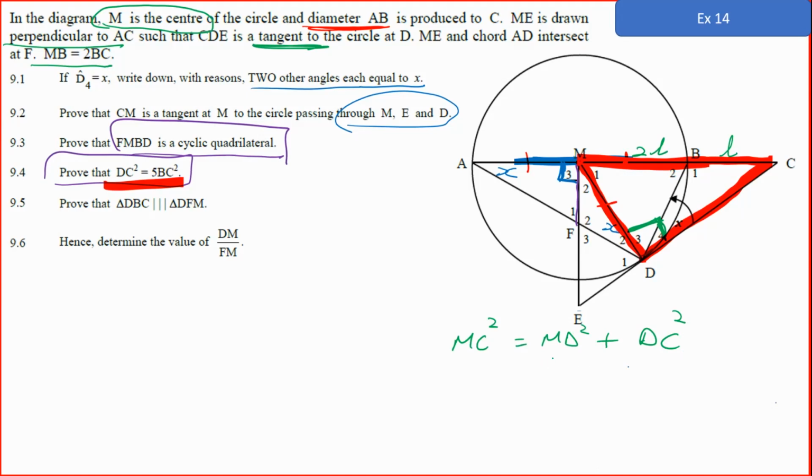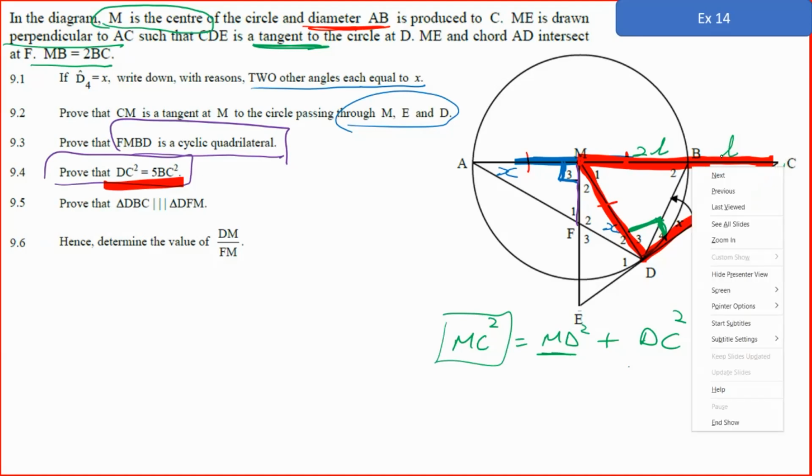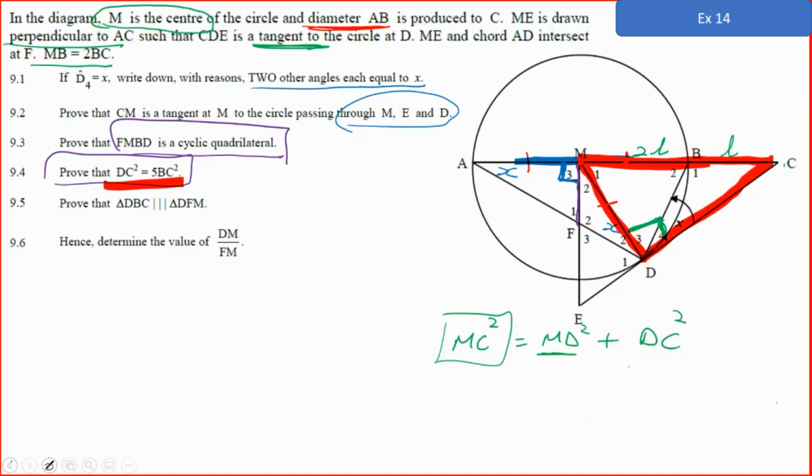So let's start with MD. What is MD equal to in terms of BC? Radii. Okay, let's not worry about MD. We'll come back to that. What is BC in terms of MC? I've got MC here. Now remember they told us in the beginning, BC is L, and we said MB is 2L. So would you agree with me that MC is equal to how many of BC? 3 BC, sir.